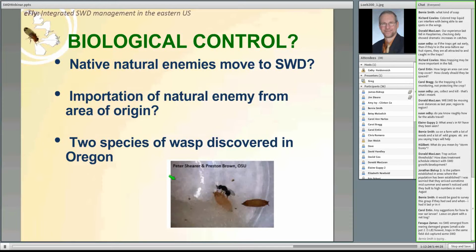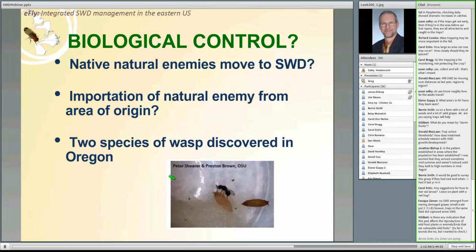Biological control. What you would hope is that as this invasive insect is here longer, that some of the native natural enemies, the parasitoids in particular, would move from other species of fruit flies onto spotted-winged Drosophila. In Michigan and in North Carolina, where they've been looking at this for a couple of years anyhow, they have yet to detect any parasitism of larvae of spotted wing by parasitoids.